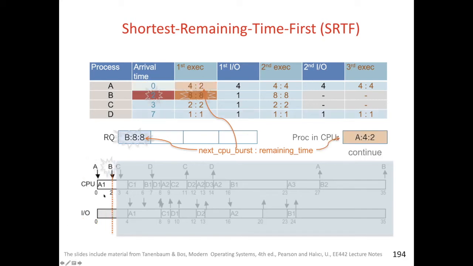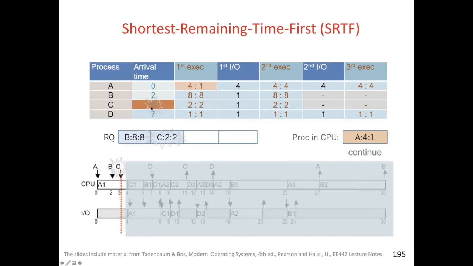At time 2, process B arrives and enters the ready queue. The remaining time is 8 for process B. A continues its execution because when process B entered the ready queue, the remaining time for process A is 4 minus 2, which is 2. It is smaller than the remaining time of process B.